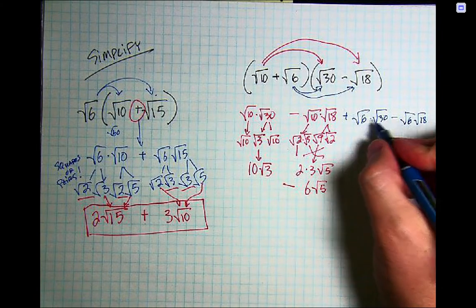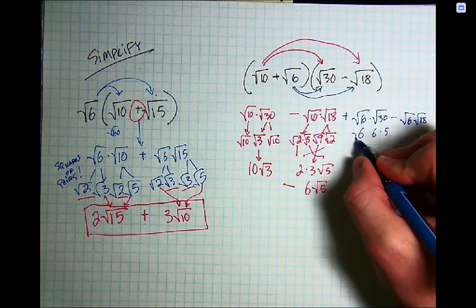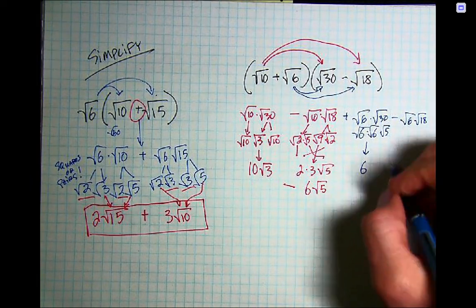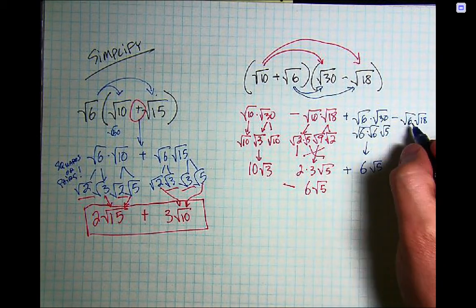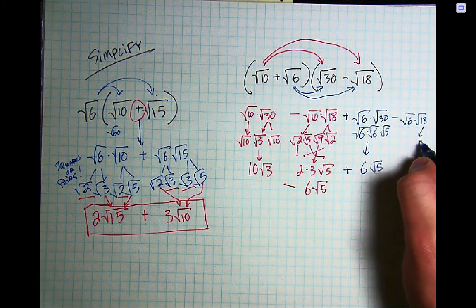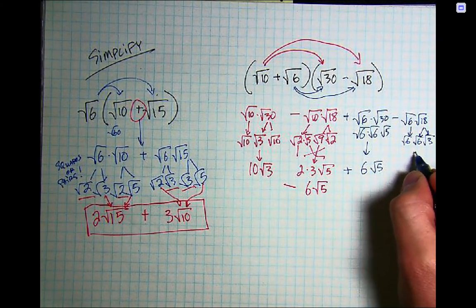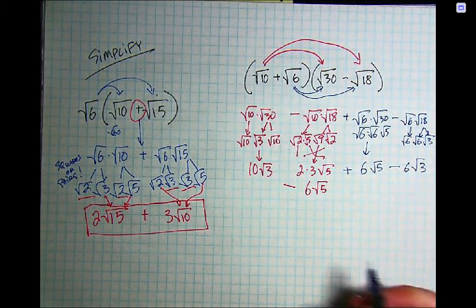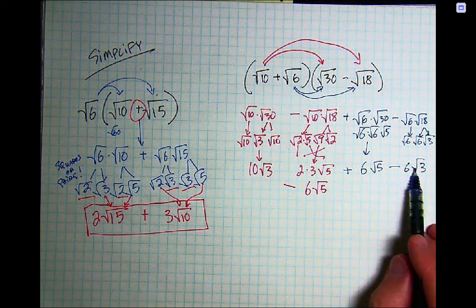What have I got over here? 30 is 6 times 5. So I've got 6 and 6 and 5. So that's going to come out as 6 radical 5. And that was a plus. 18 is 6 and 3. So I got my pair. And that's a minus 6 radical 3. So now I've got 10 radical 3 minus 6 radical 5 plus 6 radical 5 minus 6 radical 3.